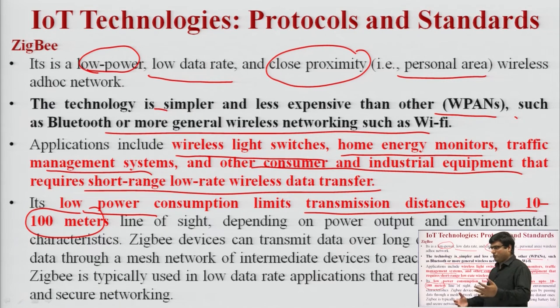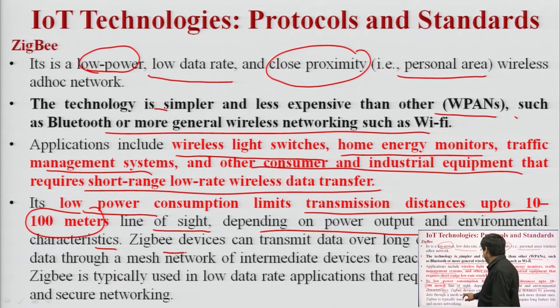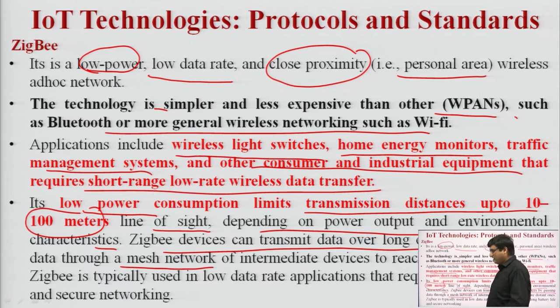Within this range, we are able to connect our Zigbee devices to other Zigbee devices. It needs a clear line of sight, and depending on power output and environmental characteristics, Zigbee devices can transmit data over long distances by passing data through a mesh network. The meaning of this line is that to increase the transmission range from one Zigbee device to another, we need a mesh network. Mesh network means that we have a coordinator node, router nodes, and end device nodes. So we deploy many Zigbee devices to increase the distance up to a few kilometers. Okay, so we are following mesh networking here.